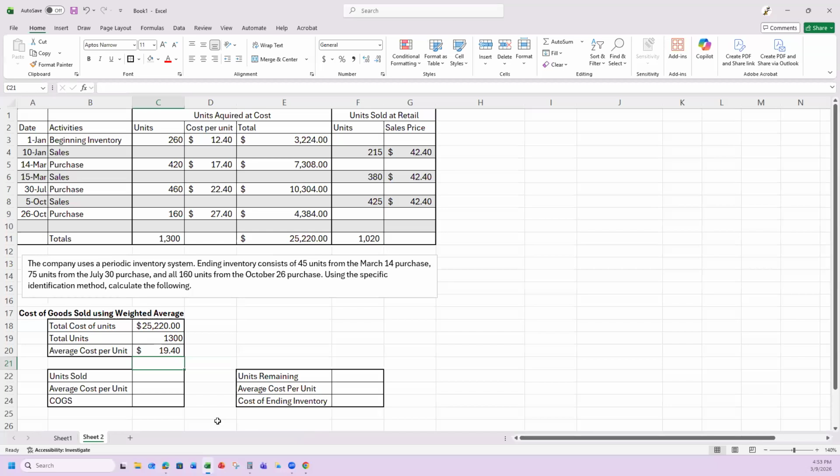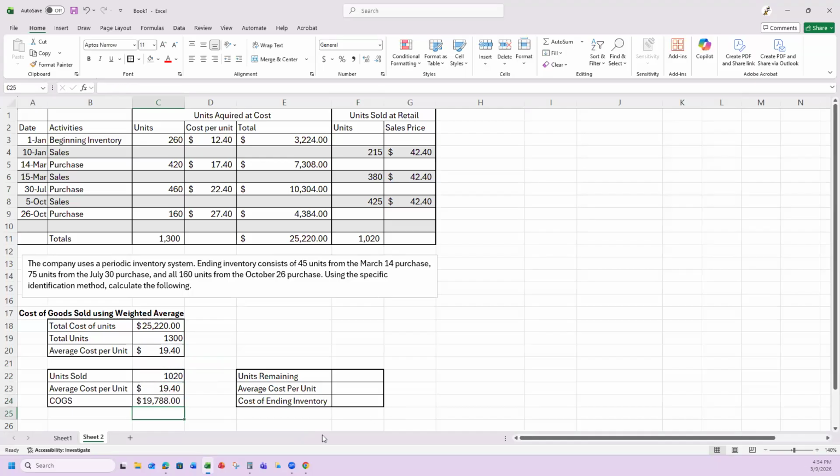Then to figure out our cost of goods sold, we just take the units we sold. We know that we sold 1,020 units. Take the average cost per unit. And so the average cost per unit times the units sold will be our cost of goods sold.